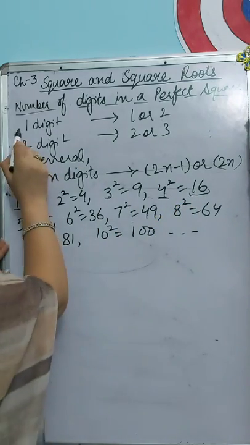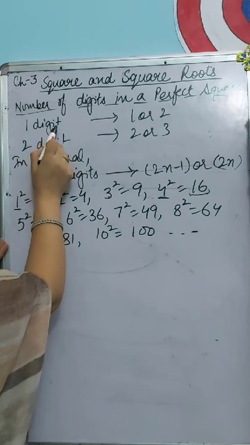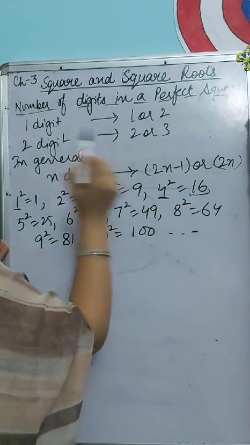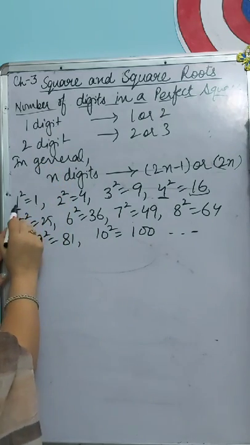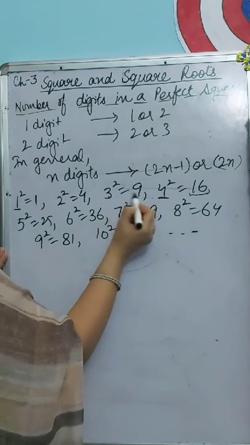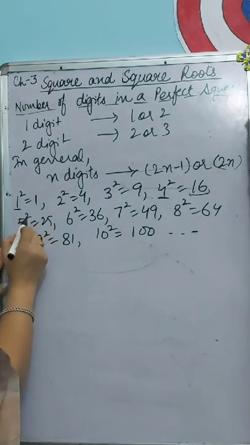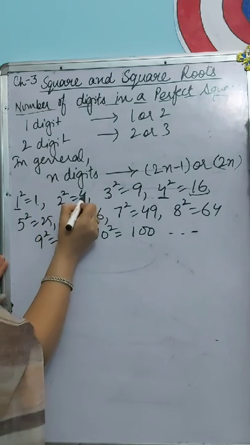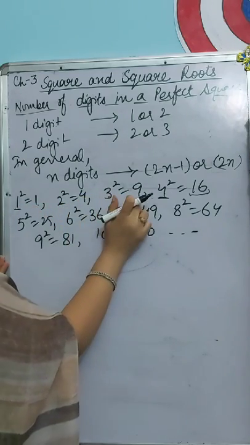So in the rule we are writing, if a 1 digit number is squared, you will get a 1 or 2 digit number in its square, right? You can see 1 square is 1, 2 square is 4, 3 square is 9. They all are single digits.